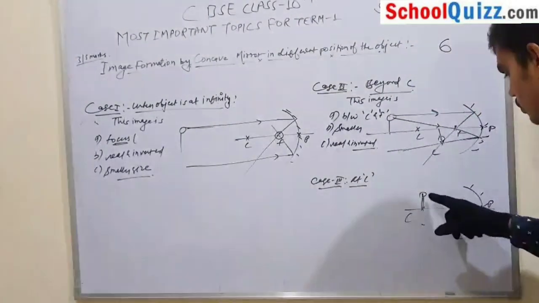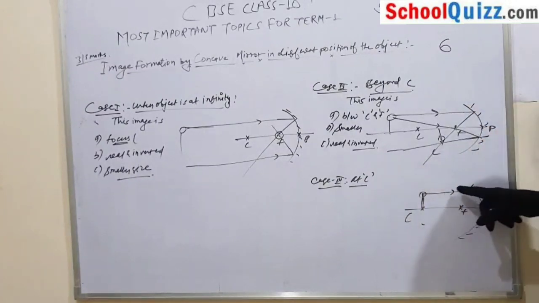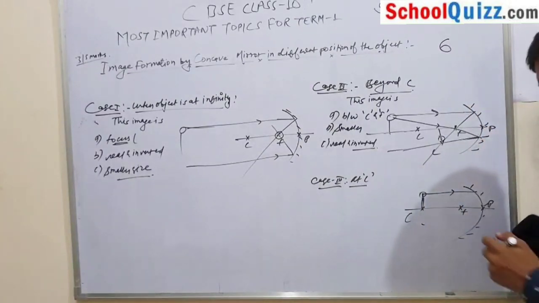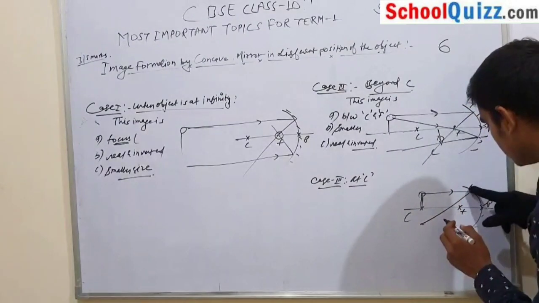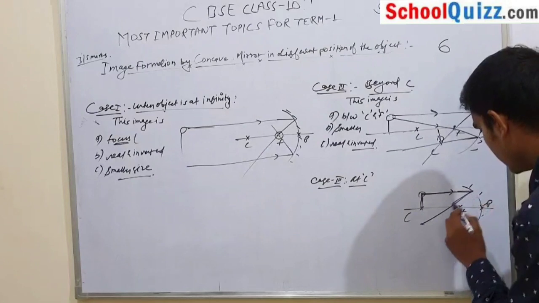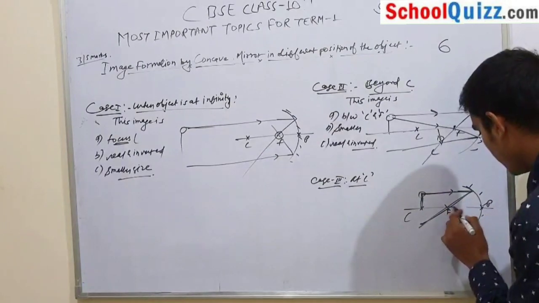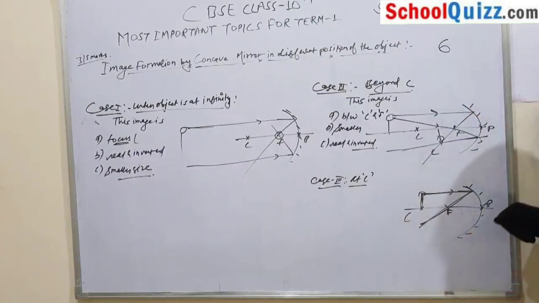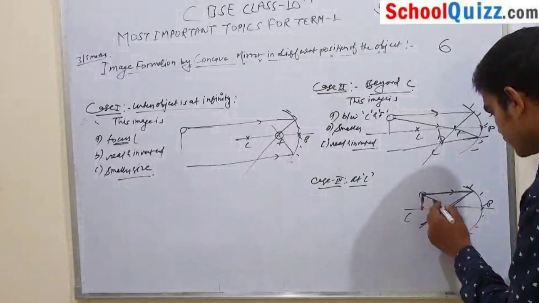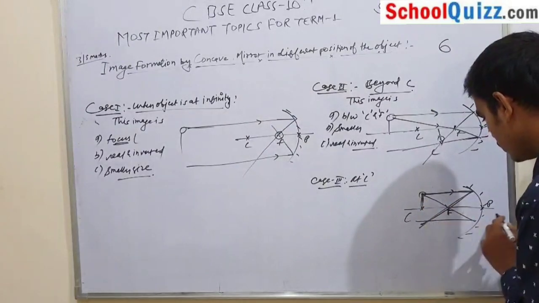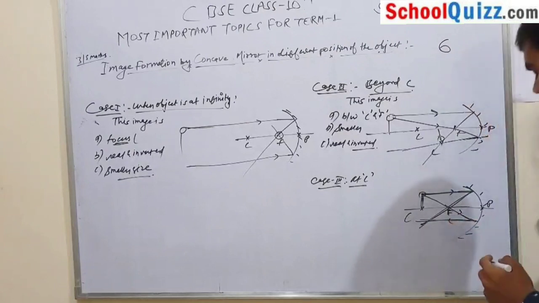Okay, so draw a ray which is parallel to the principal axis, and after reflection it passes through the focus. Suppose this is your focus, and draw another ray which passes through the focus and, after reflection, becomes parallel to the principal axis.